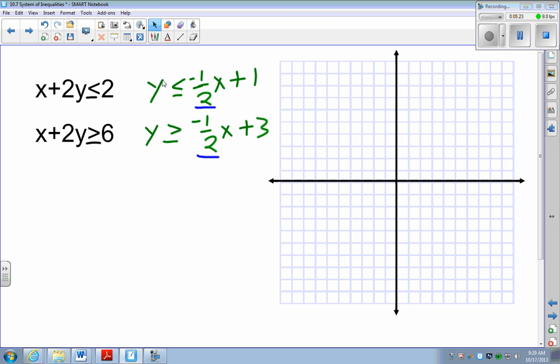So let's graph our red line first. 1 is our intercept, negative 1 half is our slope. Let's go ahead and make that a little bit more accurate.